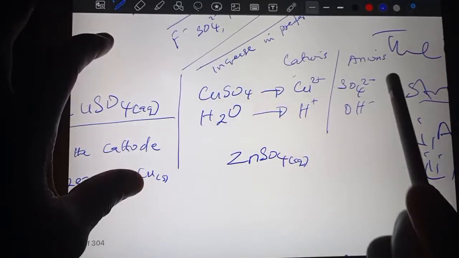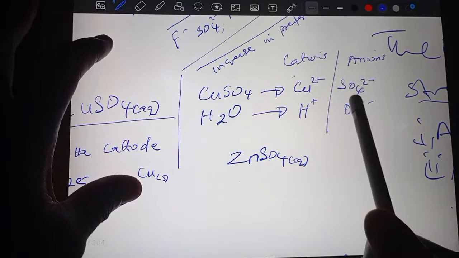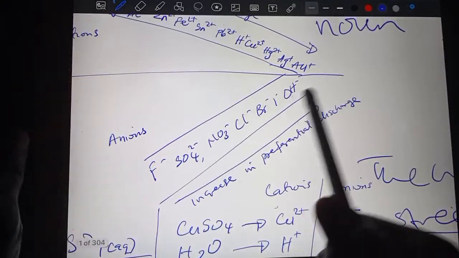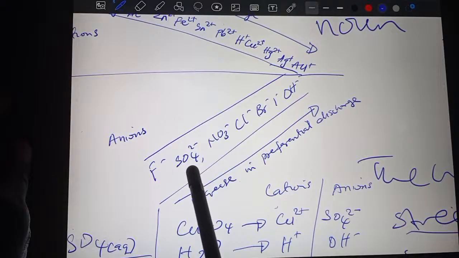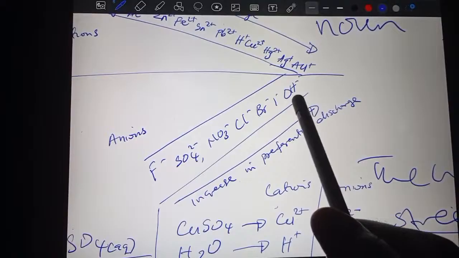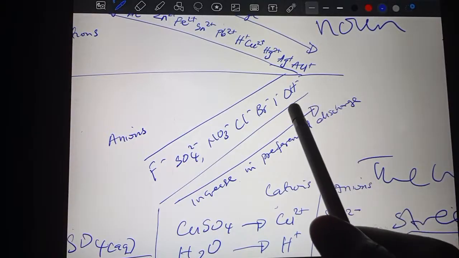Lest I forget, when you come to the anode now, you see tetraoxosulfate 6 ion and OH. OH will go because OH is higher. See the position. This SO4 is even further away below the series. So this one will go first. So what will be discharged at the anode?